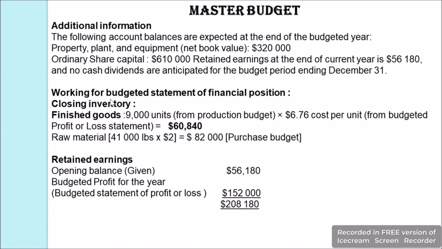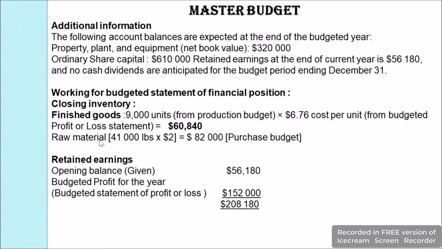So now let's start with the working notes. We'll start with the closing inventory. For the finished goods, it was mentioned that 9,000 units will be the closing inventory. From the production budget, we get this information, and we have calculated the cost per unit or the unit cost in our working notes before the budgeted statement of profit or loss, and this was $6.76. So 9,000 times $6.76, we get the value as $60,840.